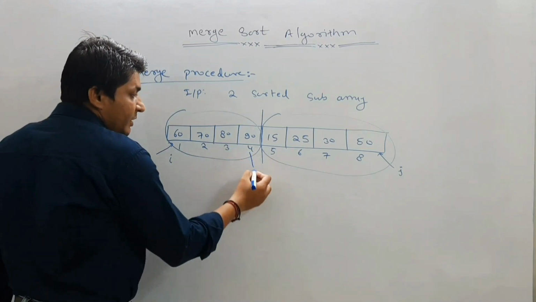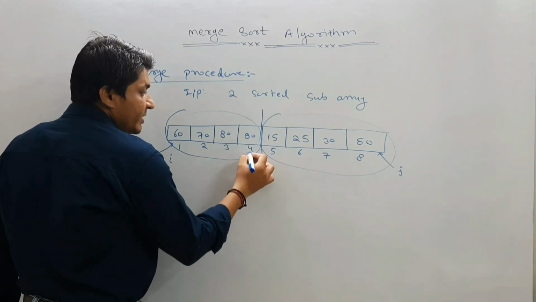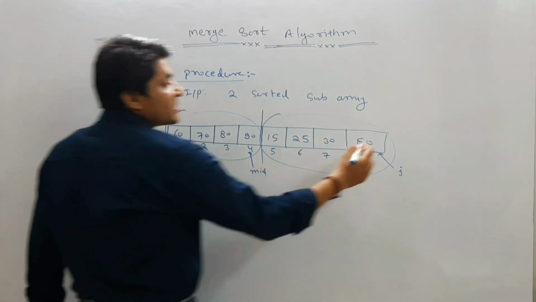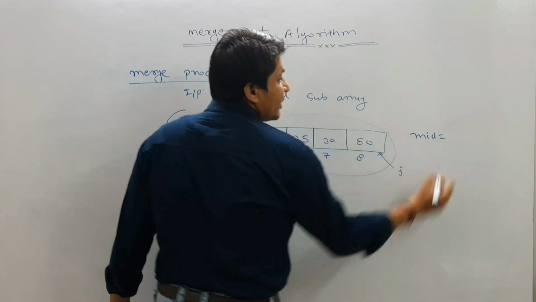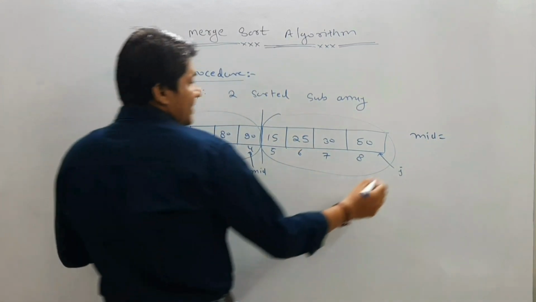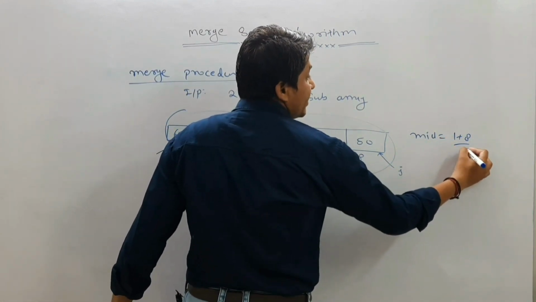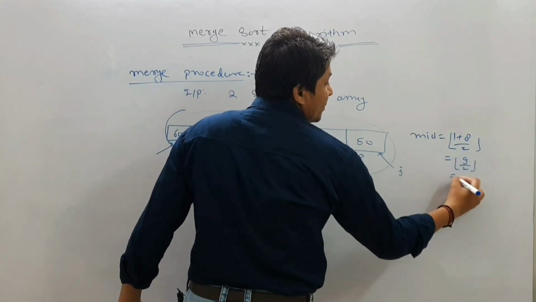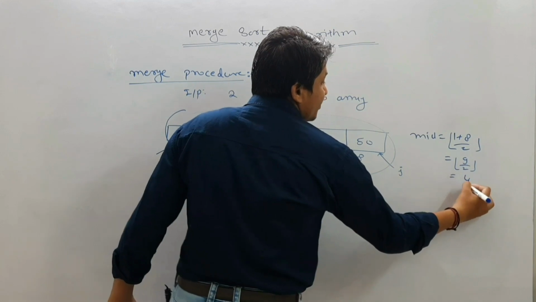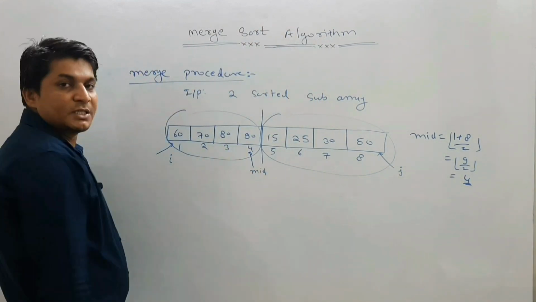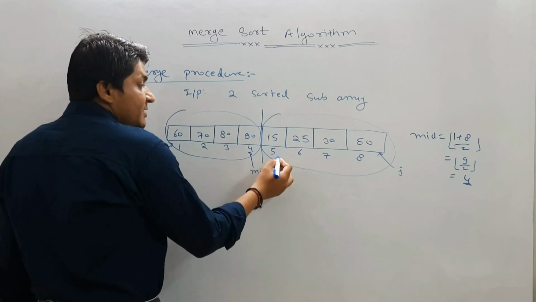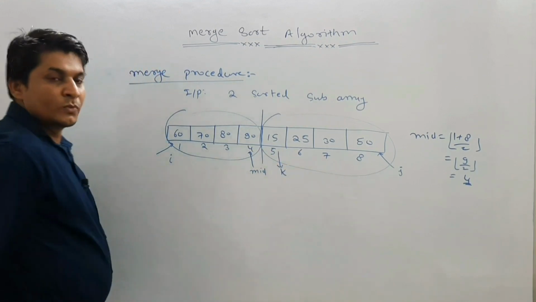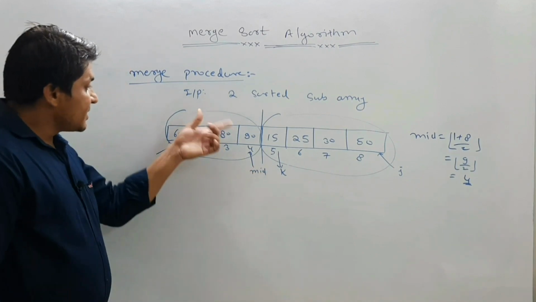Let's say this is the mid. So how am I calculating mid? For this problem, 1 plus 8 divided by 2, then take the floor value. 9 divided by 2 is 4.5, and taking the floor, mid is 4. The next array will start from mid plus 1, so let me store that value in the variable k. Now this is one sorted array, and this is also a sorted array.